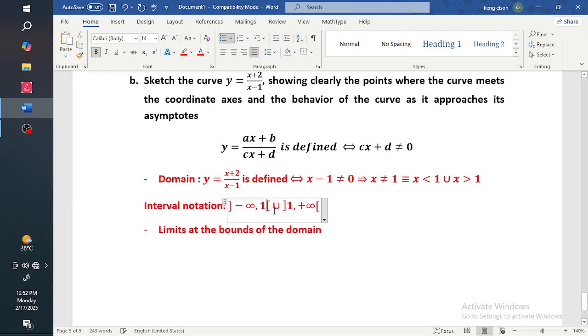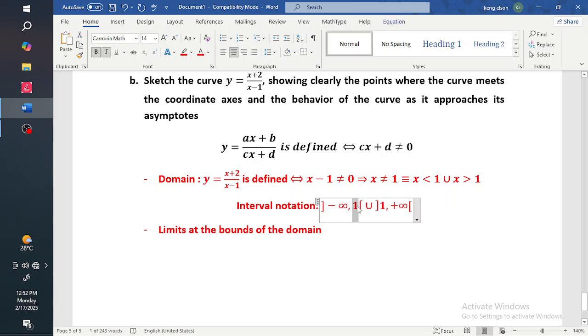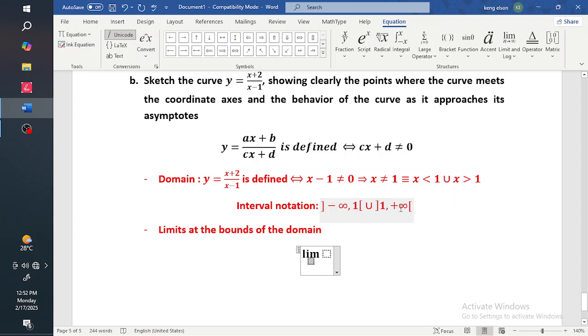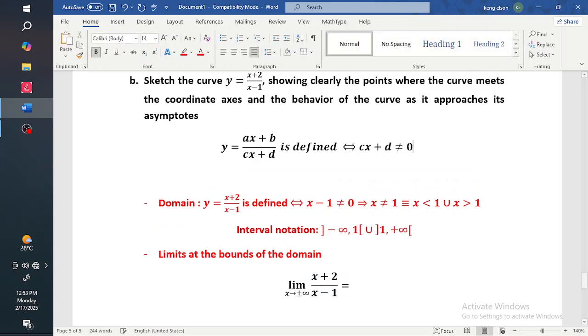I wrote this interval notation of the domain so that we can easily get the bounds. The bounds are negative infinity, 1 from below, 1 from above, and positive infinity. So let's go. We are going to find the limit as x tends to plus or minus infinity of y, that is of (x plus 2) divided by (x minus 1). Let me also generalize it here.